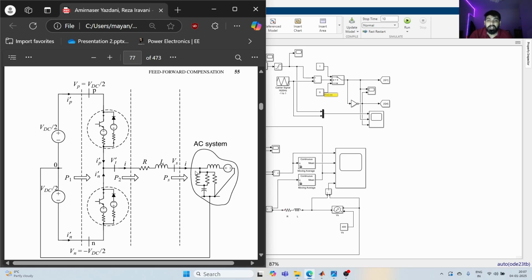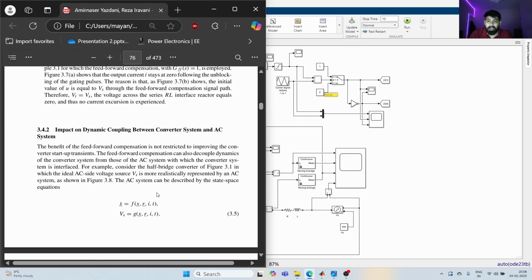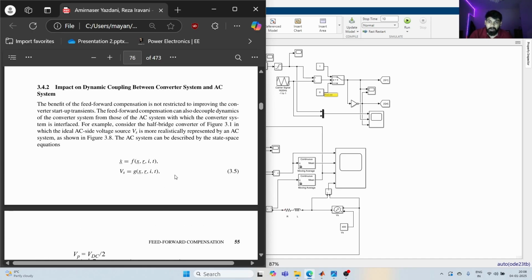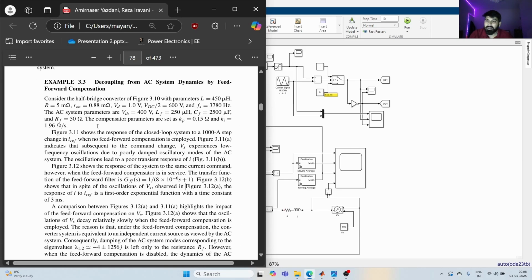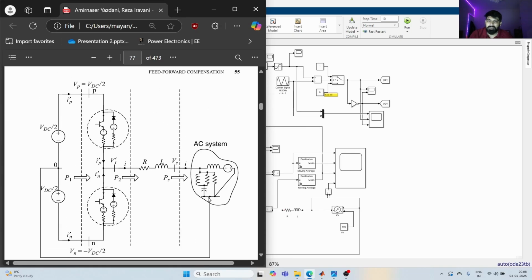We'll see what happens to our currents and voltages with this realistic system without the feed forward compensation control, and we'll see what impact our feed forward compensation will make to those various oscillations, to those various impacts of this AC system, and how the feed forward compensation decouples the dynamics of the converter system and the AC system. Now we'll see the example, so we'll try to model our system in this way.